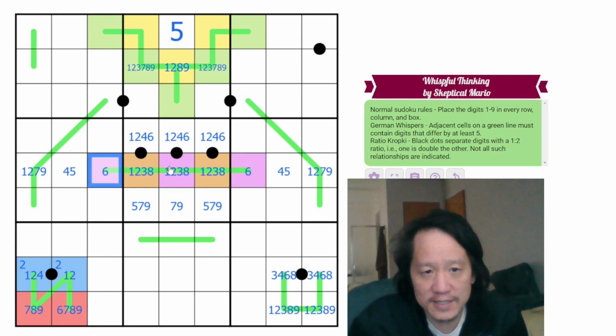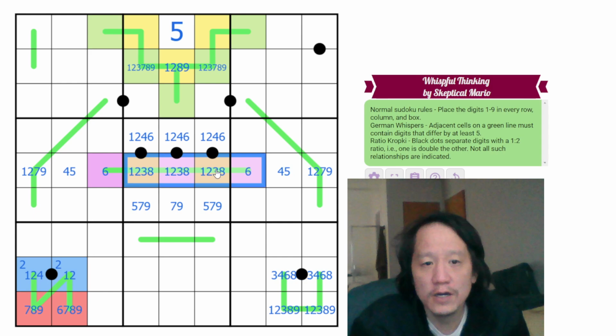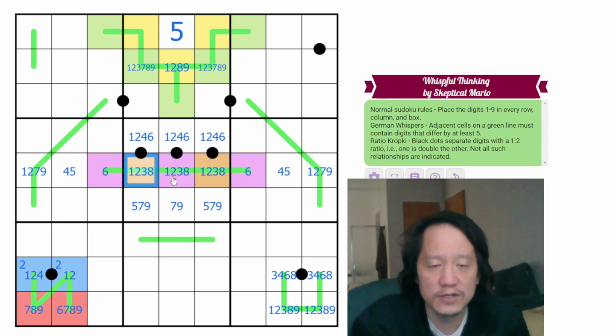And the 6 has to be here, which means the 1 also has to be one of these two cells. So therefore, the 1 cannot be any other cell in 5. And therefore, the 2 has to be here then. So therefore, this can't be 2. This is 1, 3, and 8. This can't be 1. This can't be 1.